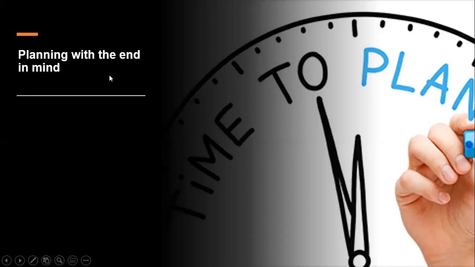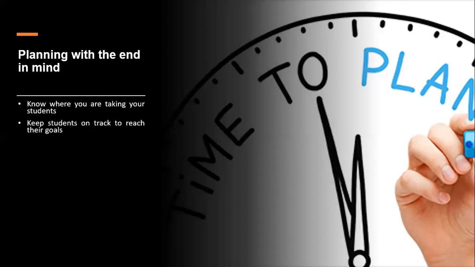Then when we plan, we need to plan with the end in mind. We need to ask a lot of questions. As teachers, we need to know where you are taking your students. Number two, you need to keep students on track to reach their goals. Once you write the objective on the board, you need to plan activities that match the objectives. If you want them to be able to apply the information at the end of the class, you need to set a clear purpose for each lesson.